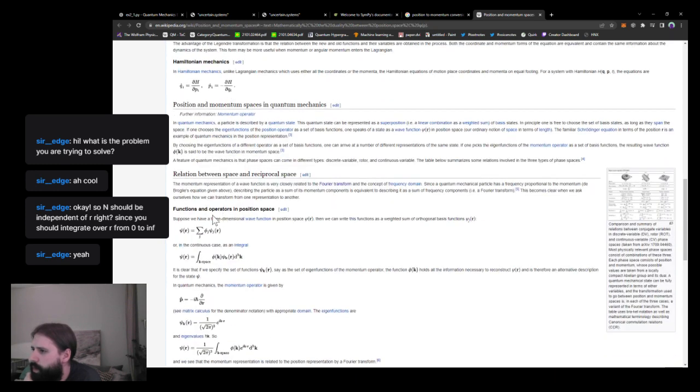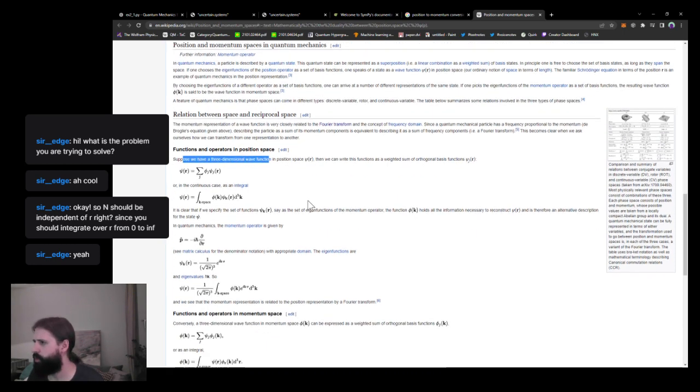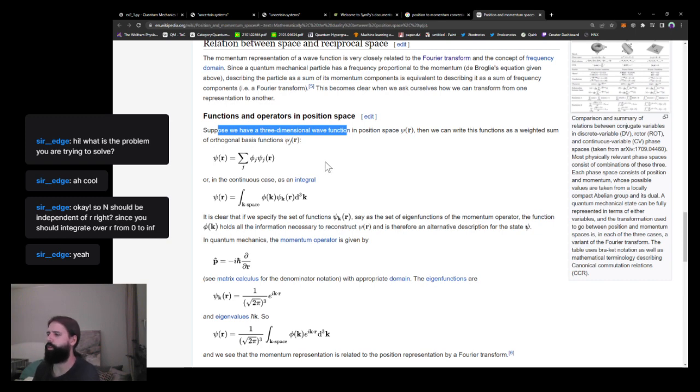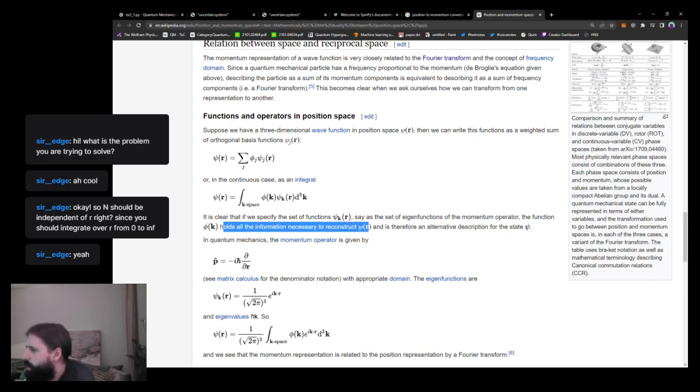So, suppose we have a three-dimensional wave function in position space. That's what we have. We can write these functions as a weighted sum of orthogonal basis functions, or in the continuous case as an integral over k space. I'm not sure I understand this notation though. It is clear that if we specify the set of functions psi sub k, say as a set of eigenfunctions of the momentum operator, the function holds all the information necessary to reconstruct psi of r and is therefore an alternative description of the state psi. So is that all what you're doing? In quantum mechanics, the momentum operator is given by these. So I definitely want to understand that.